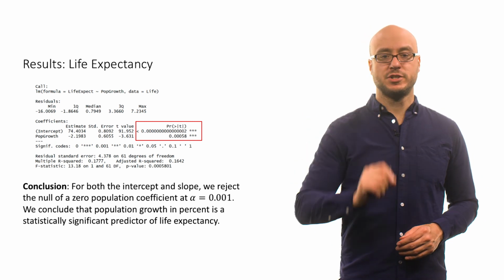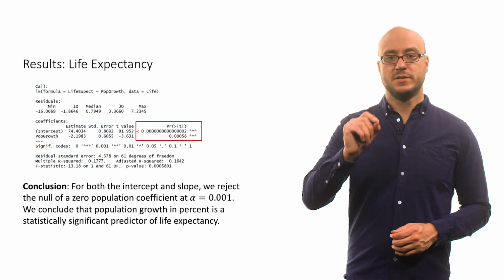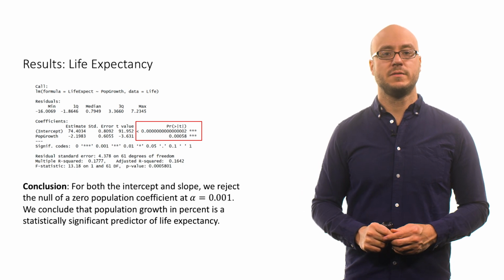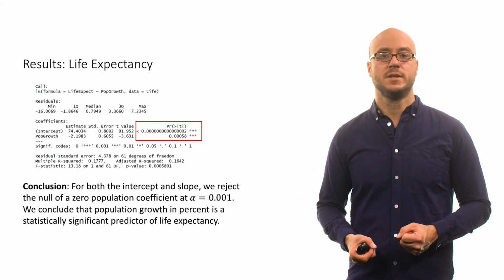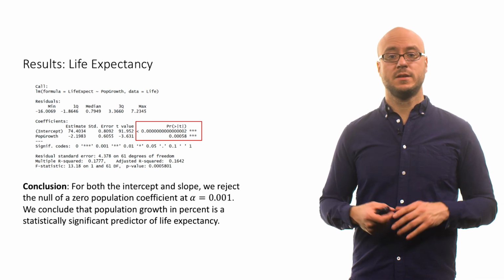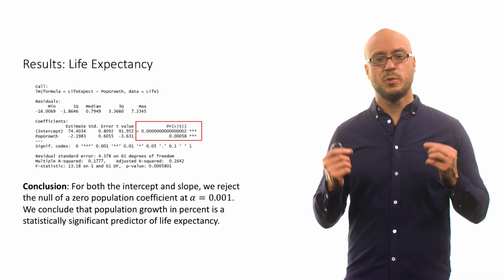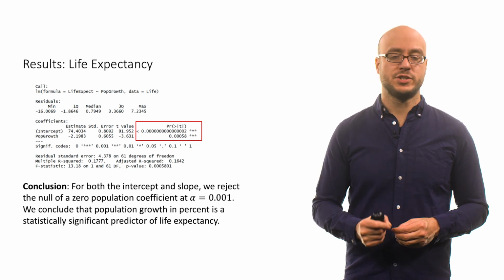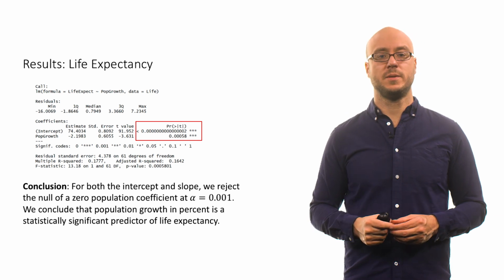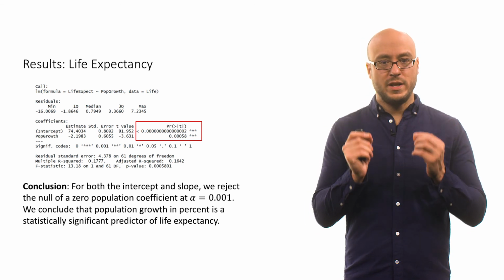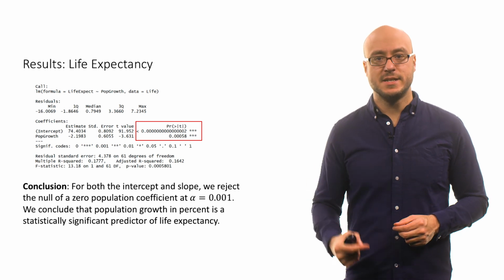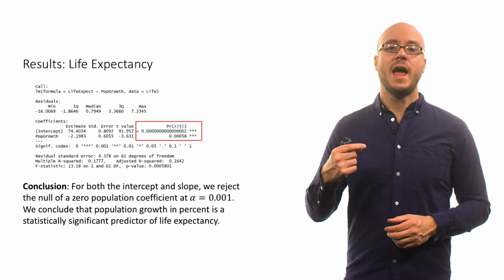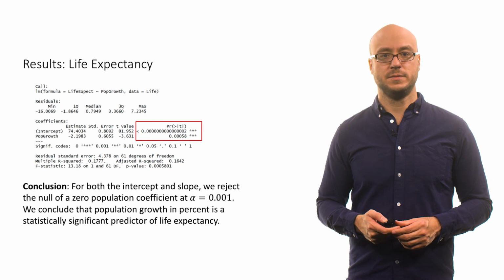We can put that t-ratio on a t-distribution, and based on the location of that t-ratio on that t-distribution, we can obtain these p-values. In both cases, statistically significant for both the intercept and the slope, so we reject the null that the intercept is 0 in the population. We reject the null that the slope coefficient is 0 in the population. So we say we believe that population growth in percent is a statistically significant predictor of life expectancy at the alpha 0.001 level. Now we're talking about statistical significance, but what is the substantive significance?